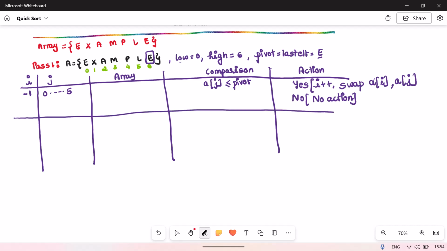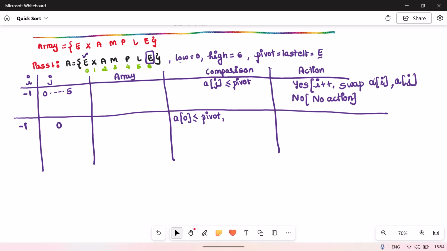So let us start. Initially i is minus 1. j will be 0. j has to go from 0 to 5. So initially it is 0. Now let us do the comparison. Is A of j, A of 0, less than or equal to pivot? So A of 0 is E.